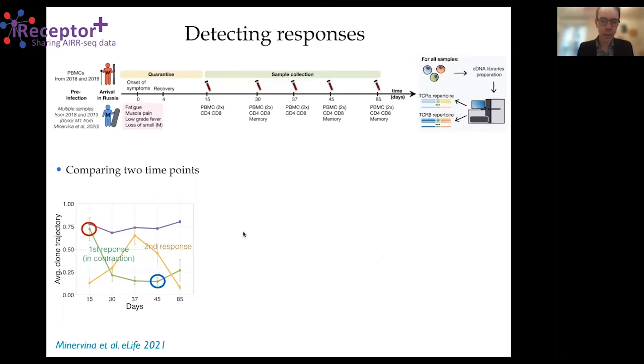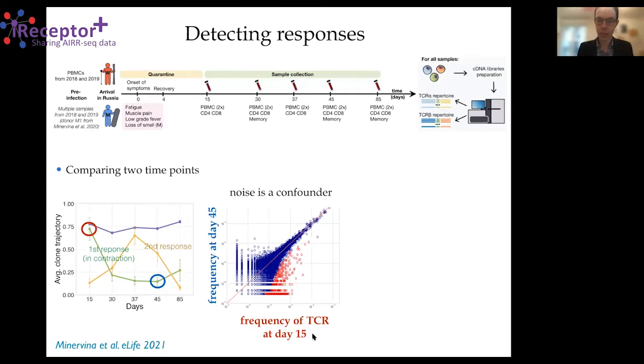So to actually look for the clonotypes that are involved in this first response, this contraction, we're going to look for clonotypes that have had a significant contraction from day 15 to day 45. And if you do a scatter plot of the frequency of each clonotype at these two time points, you see something like this. The ones you're interested in are the ones in red, they're actually higher at day 15 than at day 45. Those are the contracting ones.